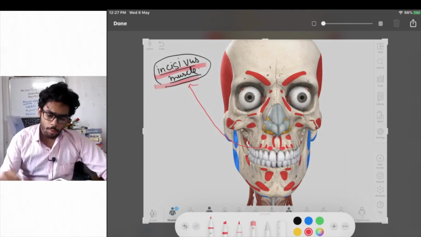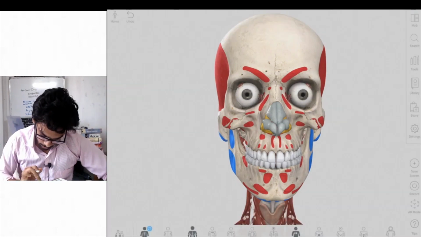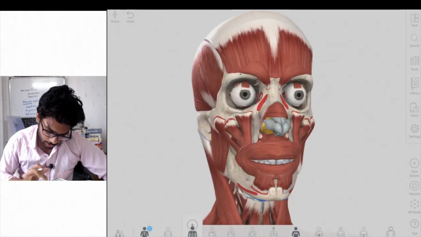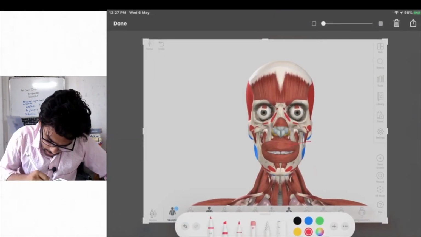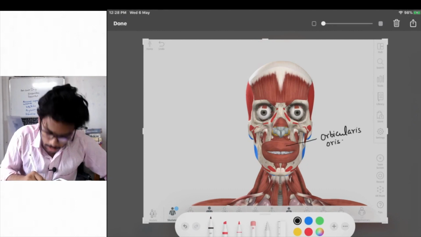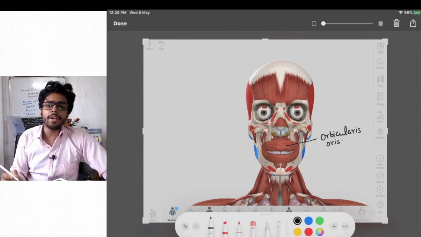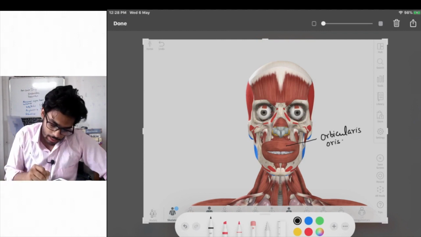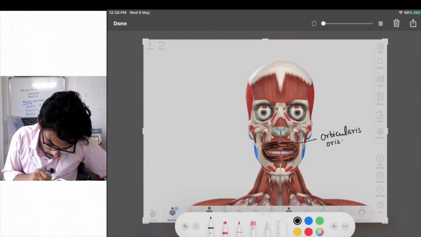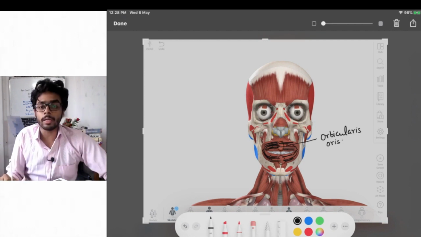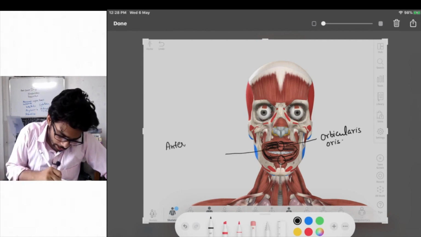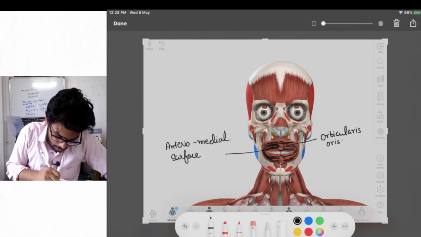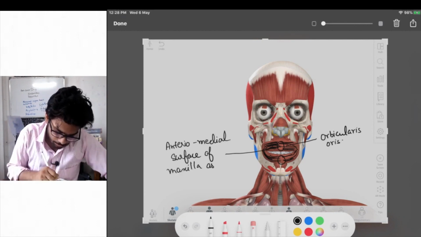Now we will study the orbicularis oris muscle. We have this muscle known as orbicularis oris. Can you see this muscle? Let me remove this. This muscle is orbicularis oris. Now what is its origin? It is the anterior surface of the maxilla as well as the mandible, like this. From here it is originating like this. So this is the anterior medial surface of the mandible as well as the maxilla.